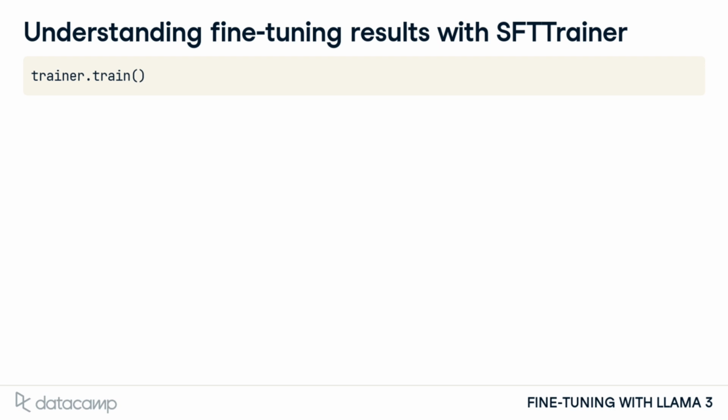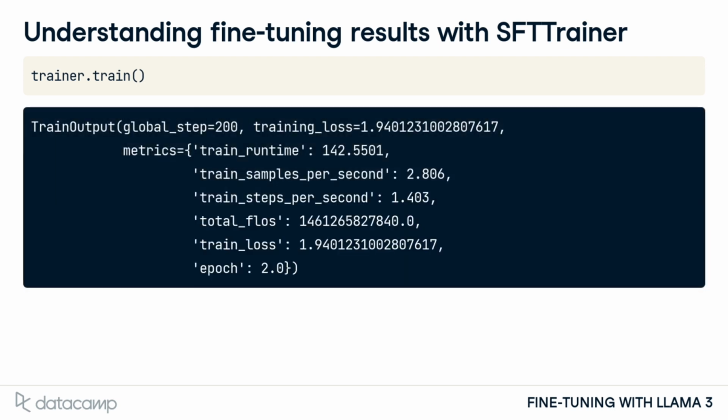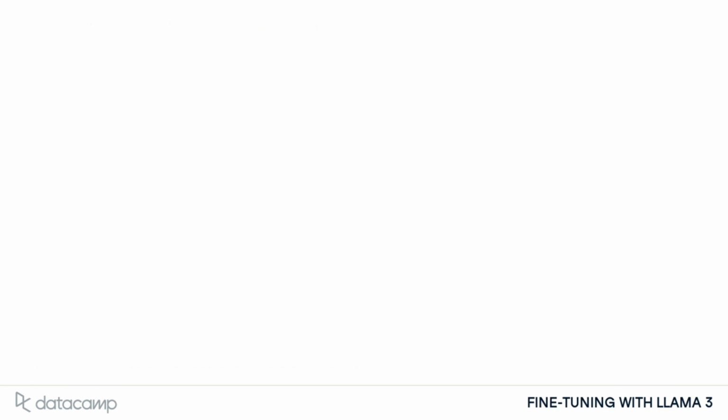Metrics available for monitoring include the number of training steps it took, describing how many times we updated the weights, and the training loss. We also have some training metrics: how long it took to train in total, followed by the number of samples and steps per second, the number of operations, the training loss, and the epoch.